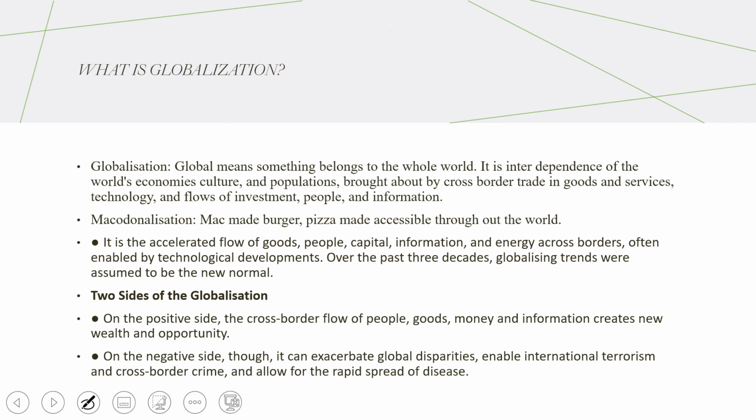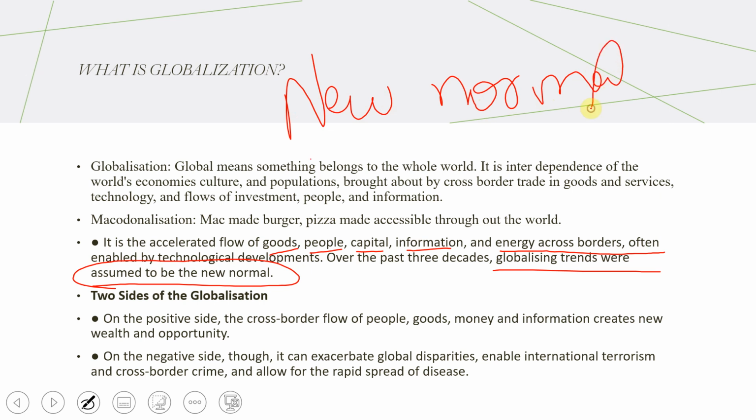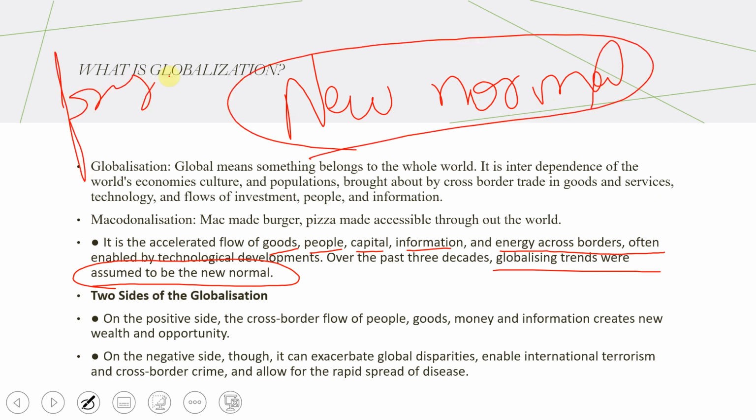It is the accelerated flow of goods, people, capital, information and energy across borders, often enabled by technological developments. Over the past three decades, globalizing trends were assumed to be a new normal. Earlier, people hesitated to take something from foreign countries. They would say, no, we can't take it, it is a foreign product; we want a domestic product, we want a desi product. But in the last few decades, products from foreign companies and technologies that make our life easier are becoming more normal. Earlier domestic products were the normal for them, but now globalization trends have become the new normal.